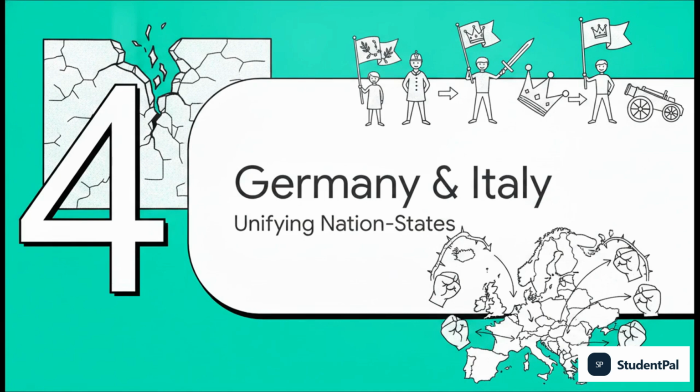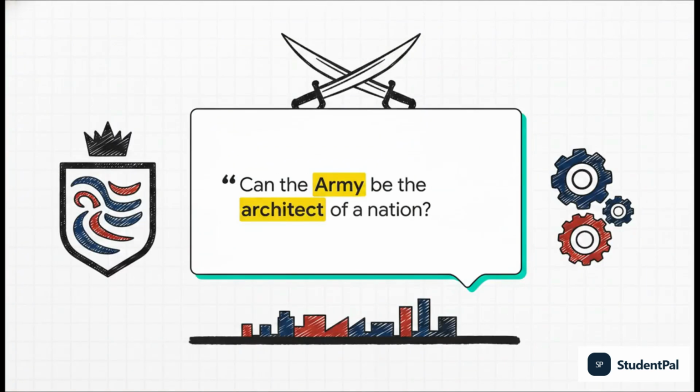Okay, on to Section 4, unifying Germany and Italy. And this brilliantly illustrates a massive turning point in our story. The year 1848 changed everything. Nationalism actually moved away from democracy and revolution. Instead of the common people fighting for liberty, the kings and armies started hijacking the idea of nationalism for their own benefit.